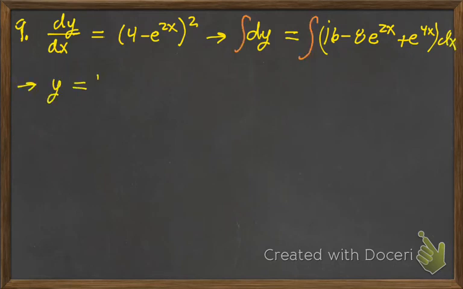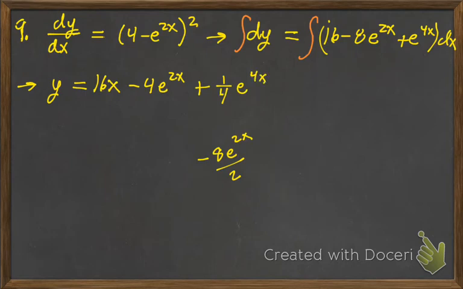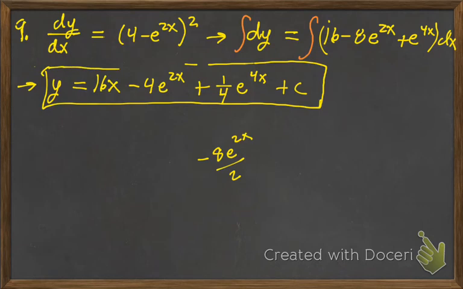So the left-hand side will be y. And then we'll have 16x minus, it's going to be negative 8e to the 2x, then we got to divide by 2, so that'll give us the negative 4e to the 2x. And then plus 1/4 e to the 4x, and then plus your constant of integration. All right, so we're going to look at one more here.